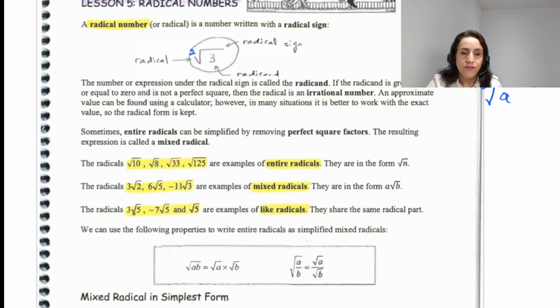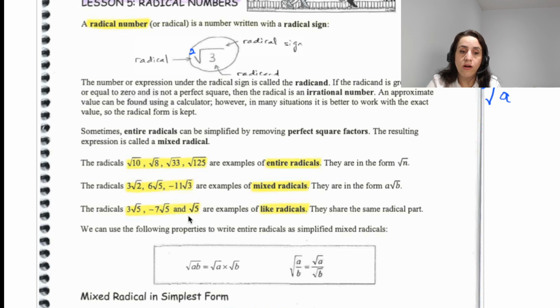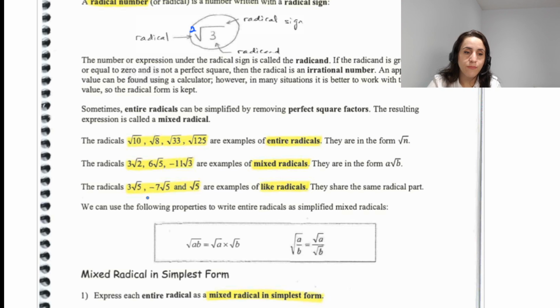The radicals 3 radical 5, negative 7 radical 5 and radical 5 are like radicals. Why? Because all of them use radical 5. Not just radical 5, any radical with the same number. For radicals, we know that we can multiply two radicals if their indices are the same. We can divide radicals if their indices are the same.